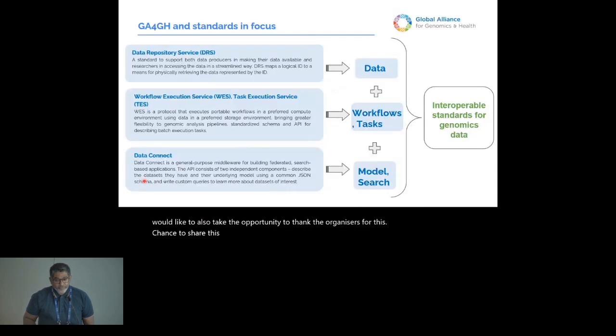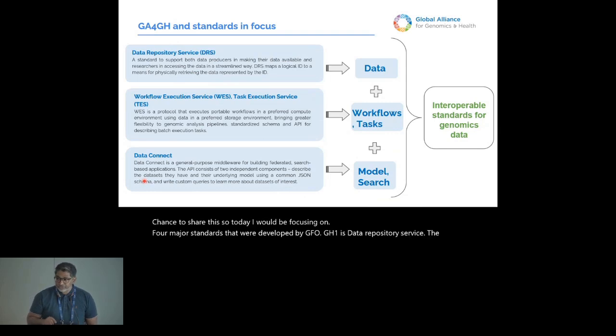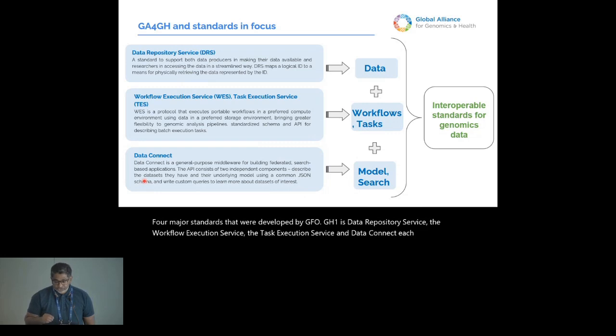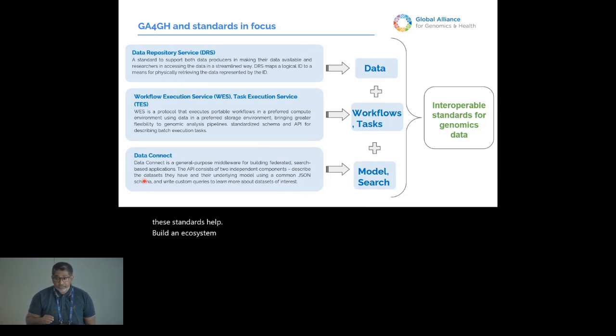So today I would be focusing on four major standards that were developed by GA4GH. One is Data Repository Service, the Workflow Execution Service, the Task Execution Service, and Data Connect. Each of these standards actually helps researchers and users in specific functions of their day-to-day tasks. It could be data storage, it could be modeling, it could be searching, or it could be pipelines. So these standards help build an ecosystem which is interoperable and can be used in your infrastructure quite easily.